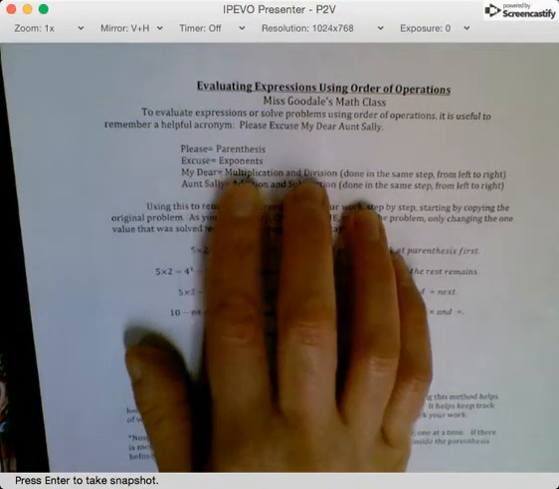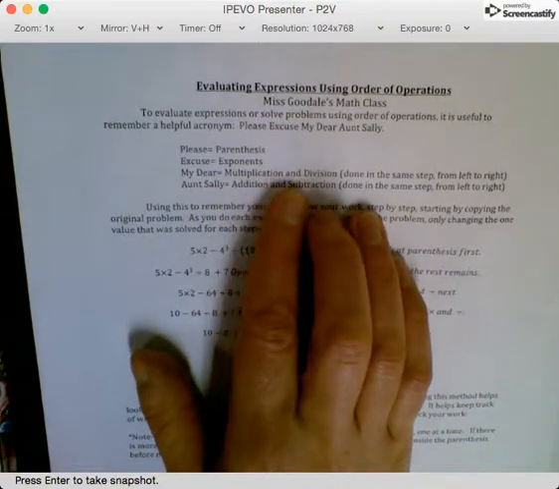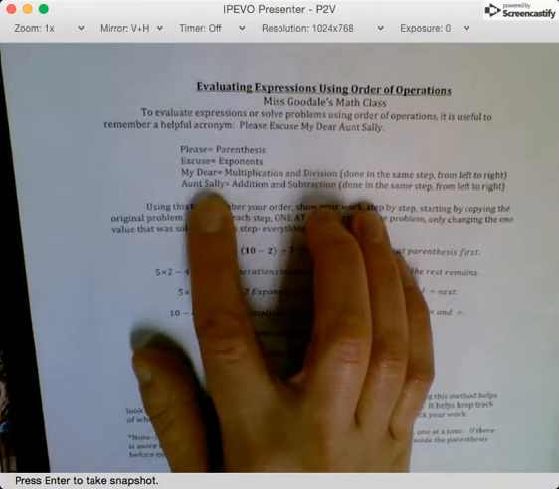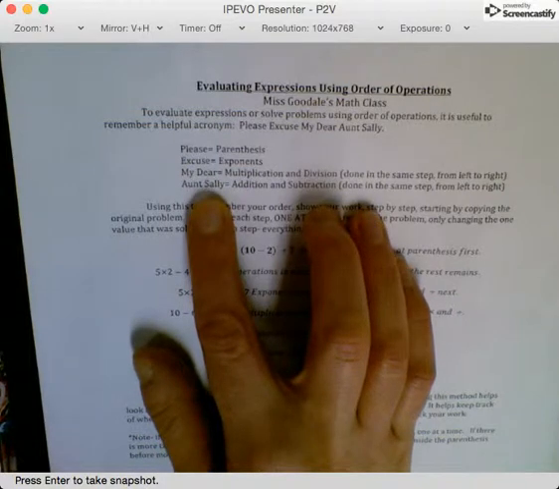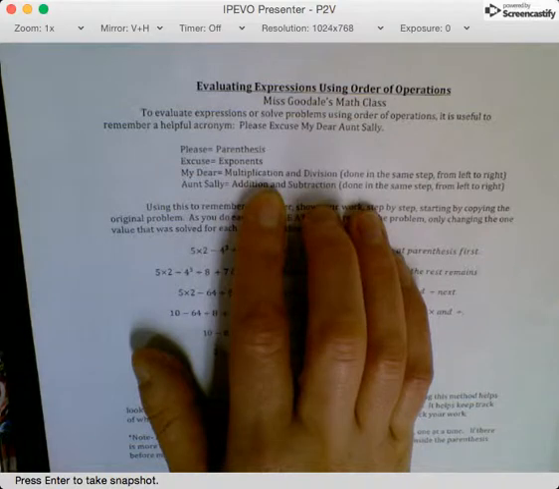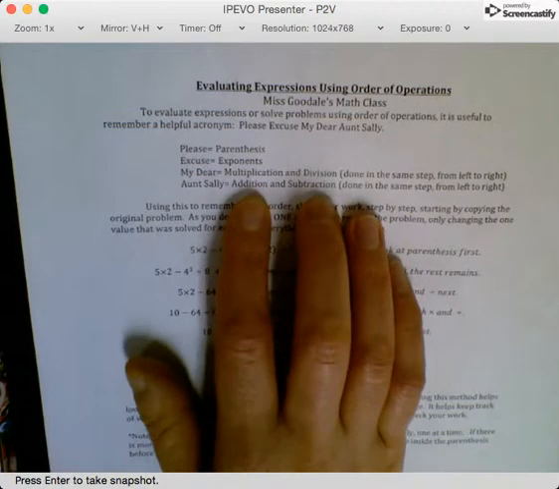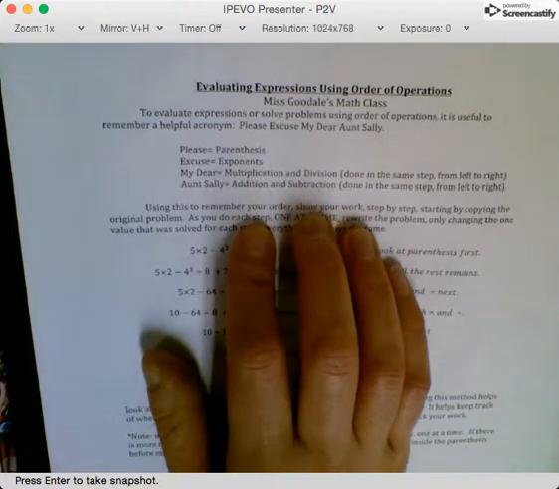My dear is multiplication and division. Those are done in the same step, and they're done from left to right. And then Aunt Sally is addition and subtraction, and those are also done in the same step, and also done from left to right. So that's just an acronym to remember the order.